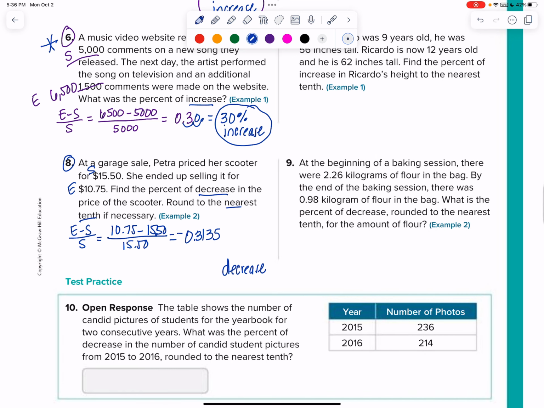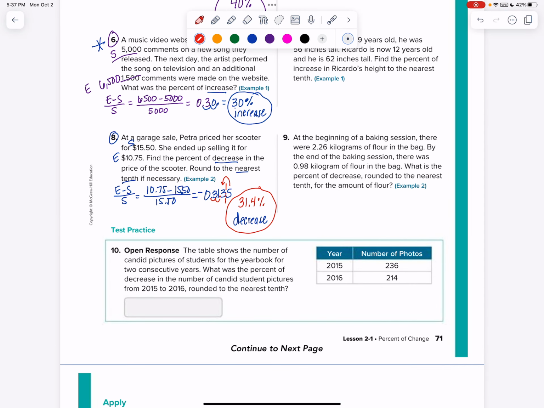Okay, let's see. Let's multiply this by 100. So swoop, swoop, 2 spots. Okay, and we have 31.35, and it says round to the nearest tenth. So the tenth would be right here. Okay, and because of that 5, that's going to turn into 4. So I have 31.4% decrease. Okay, remember we don't write negative 31.4. We just use the word decrease. Okay, all right, so there's that one.